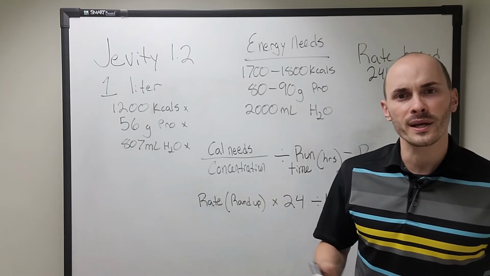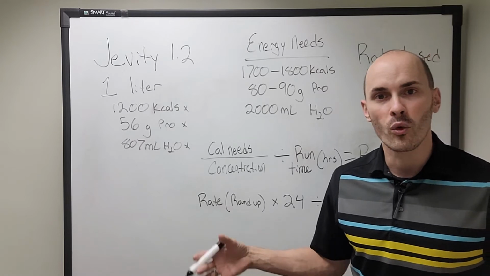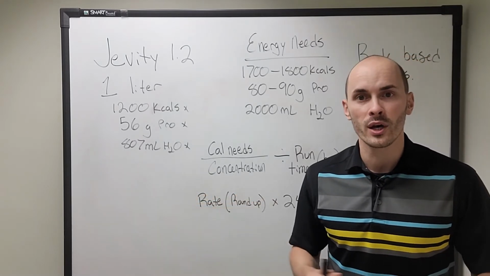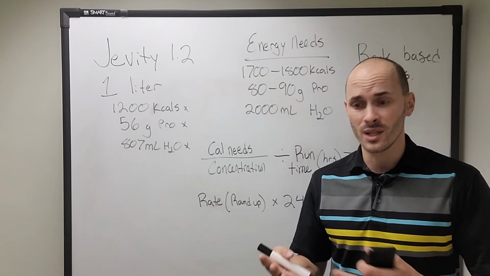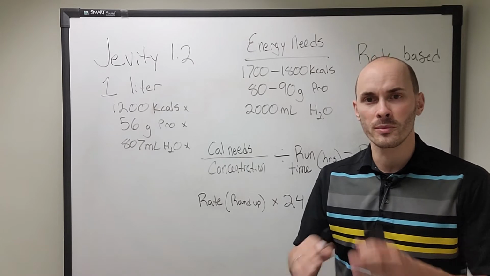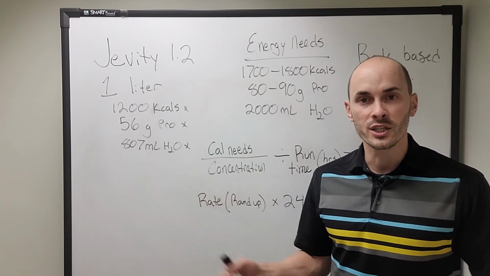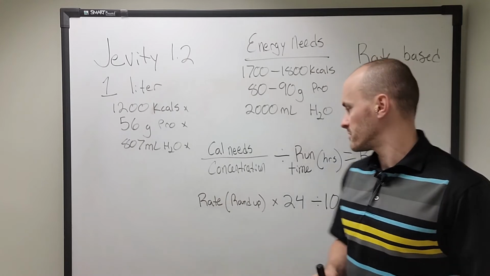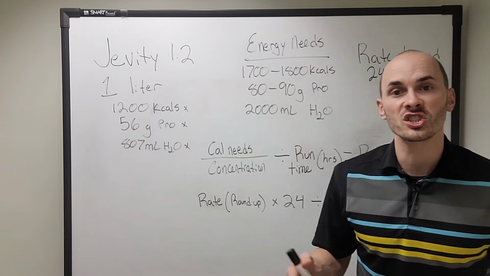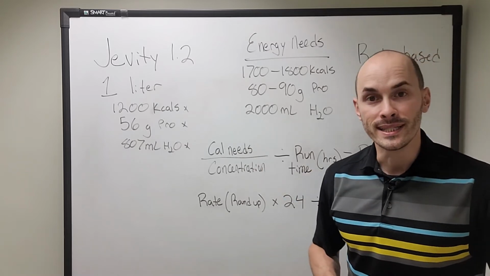So for our rate-based equations, we're just going to assume that the tube feeding is running for 24 hours. I will do future videos on different kinds of nutrition support programs like volume-based, bolus feeds, cyclic and nocturnal. But for most of these beginning videos, we're just going to assume a continuous 24-hour rate-based feed. That will give you the rate that you should run that nutrition support formula at to meet their calorie needs.